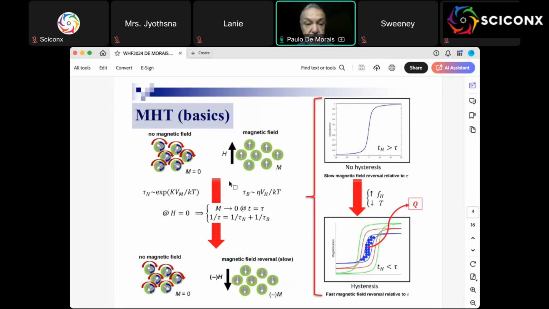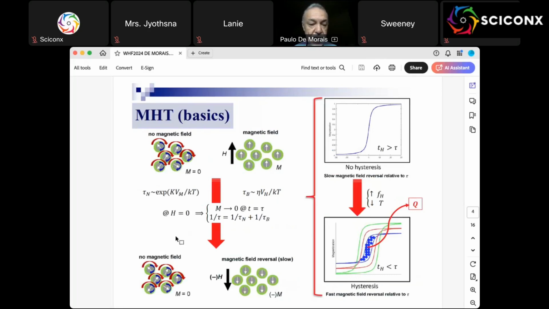So actually, the net relaxation time is a combination of Néel relaxation and Brownian relaxation. The net relaxation time scales with the Néel relaxation and Brownian relaxation, like I can show you in this expression. Actually, the net frequency of relaxation is the Néel frequency plus the Brownian frequency of relaxation.